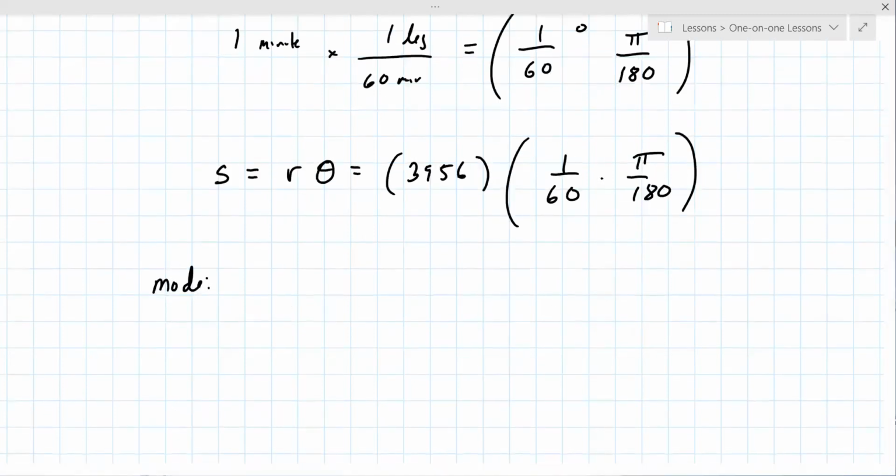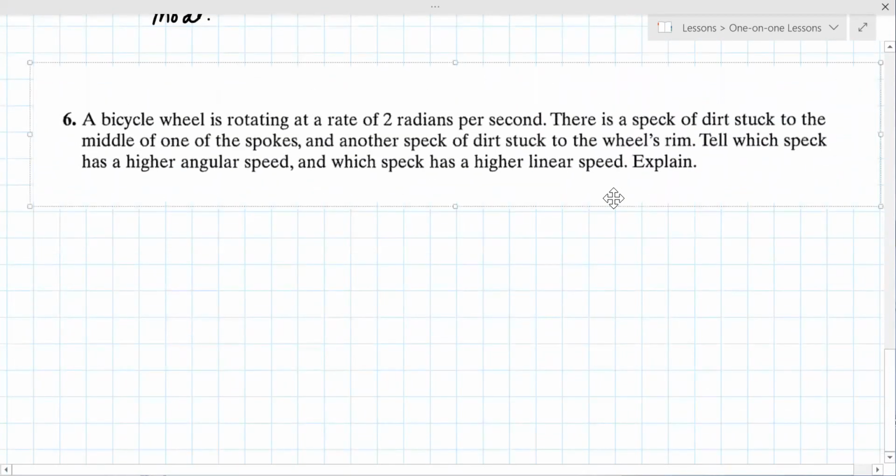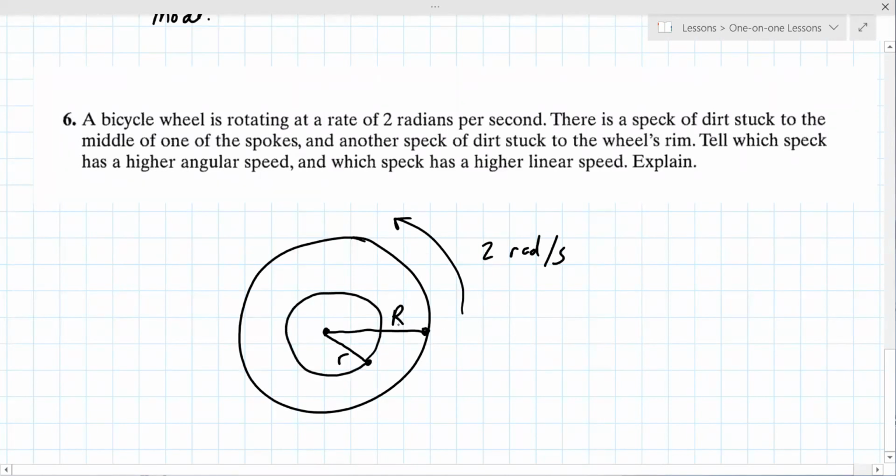Let me just briefly go through question 6, because I think this is important. It's a conceptual problem. I think you said you get some of those on your exams. So you have a wheel, and it's rotating at 2 radians per second. And there's 2 places on this wheel that we care about. There's the middle of one of the spokes, so we're going to call that little r here. So there's a spoke that's traveling at little r, and there's big R kind of out on the rim.